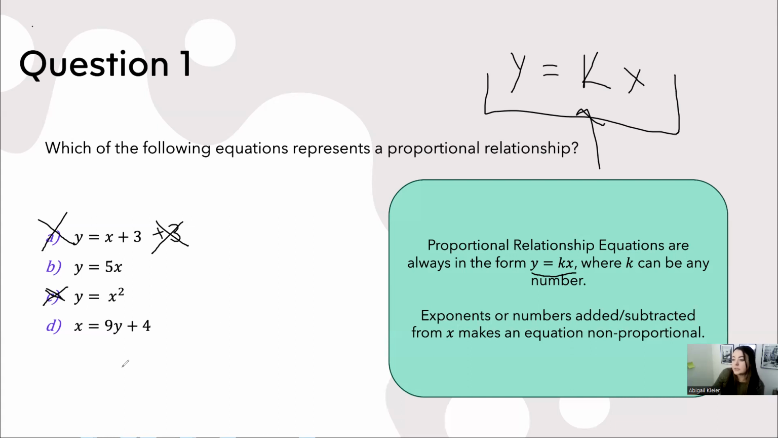And then finally, D is x equals 9y plus 4. There's multiple issues with this one. The first is that it's x equals and not y equals. So that's a problem. And then we have this positive 4, which is also a problem because that means it takes it off of the origin. So the answer to this one is y equals 5x. Again, it follows the formatting of our formula of y equals kx.